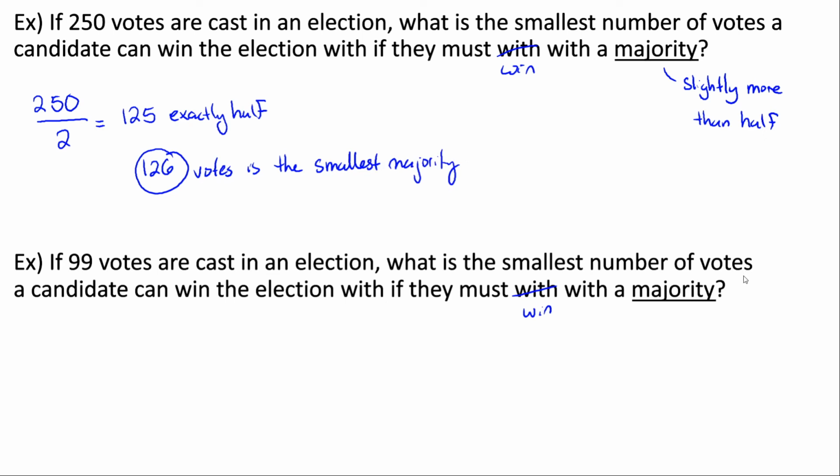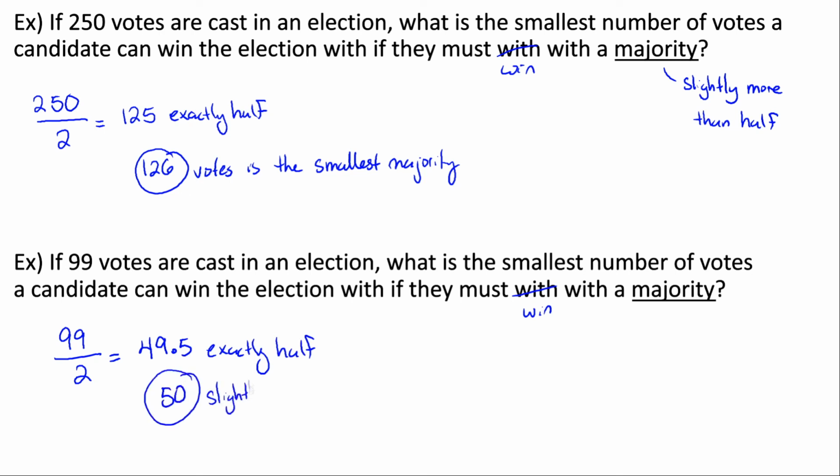If we have 99 votes in an election, what is the smallest number of votes a candidate can win with in a plurality election if they must win with a majority? Again, we would do this the same way as the last example. We take our number of votes, we divide it in half. So we divide 99 by 2, and we end up seeing 49.5 is exactly half. Now you can't have 0.5 of a vote anyway, so we would go up to 50, which is slightly more than half. 50 votes would be the minimum majority in this election.